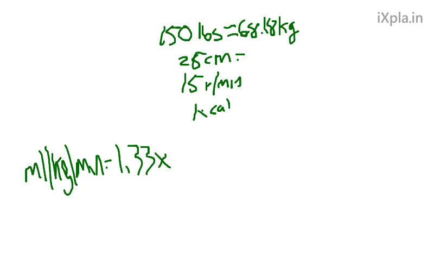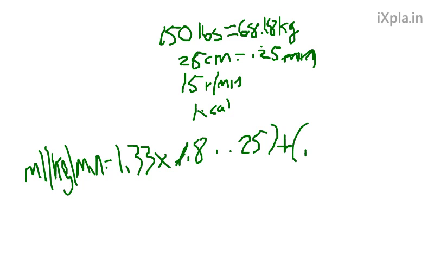Now, for steps, you have to get it in meters. So you convert centimeters to meters, just move the decimal over 2. So it's 0.25 meters. Okay. So it's 1.33 times 1.8 times the steps in meters. So it'd be 0.25. And then plus 0.2 times how much steps they take per minute, which is 15. So simple plug and chug.